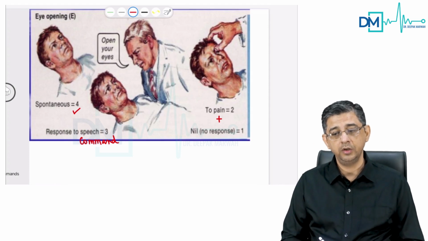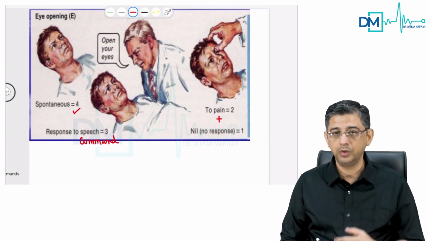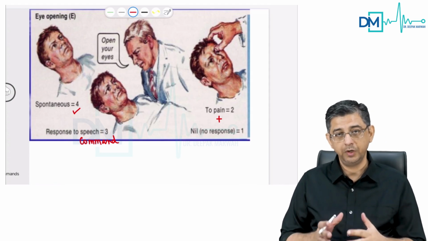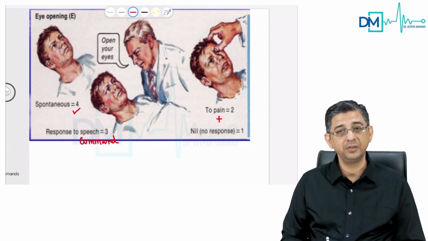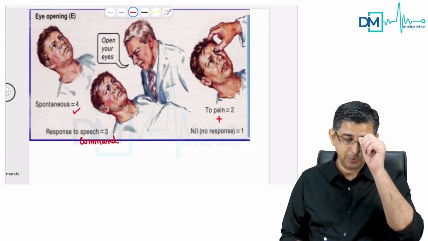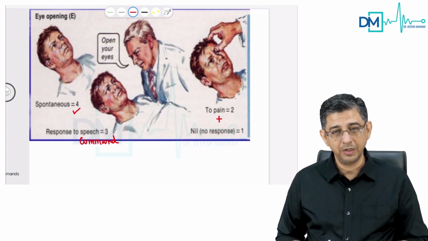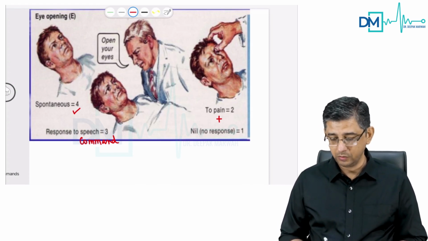Another way is you can use your knuckles and rub on the sternum. That would look a little, I would say, not very comfortable to the relatives of the patient. So what we do nowadays is that we can press on the lunula of the nail. You can press on the lunula of the nail, or you can use your thumb and press on the supraorbital margin, either of the two. And if the patient opens his eyes in response to that, that would be 2 marks, and obviously nil response is 1.